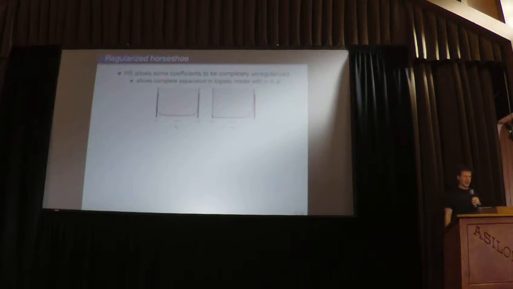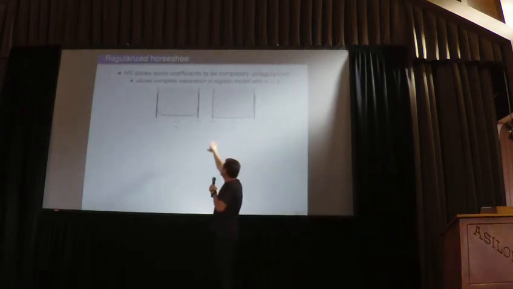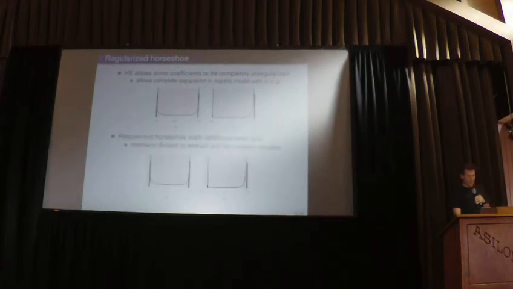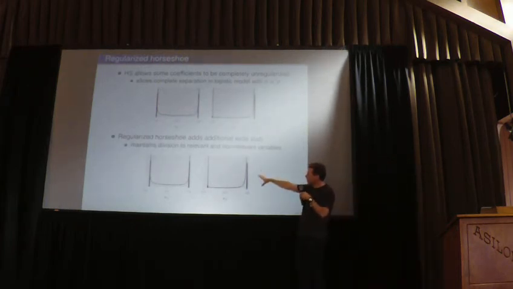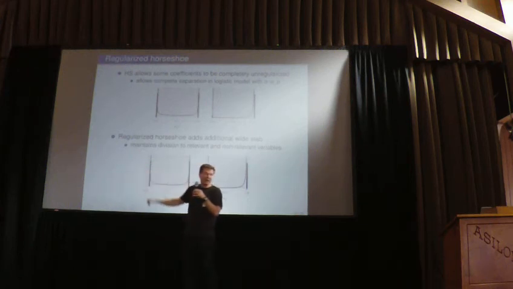Now the problem with the horseshoe is that it allows some coefficients to be completely unregularized. This is a problem because it allows complete separation in logistic models. When we have n smaller than p, it's likely that we can find a hyperplane dividing all observations belonging to one class from the other class. That's a problem because the prior is saying that zero shrinkage is possible. The regularized horseshoe fixes this by adding an additional prior, which has an effect when looking at the prior on the shrinkage scale, so that we can move the horseshoe slightly away from zero. We can do the same for the spike and slab.